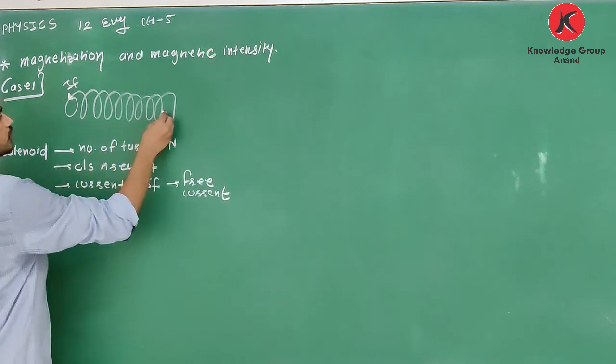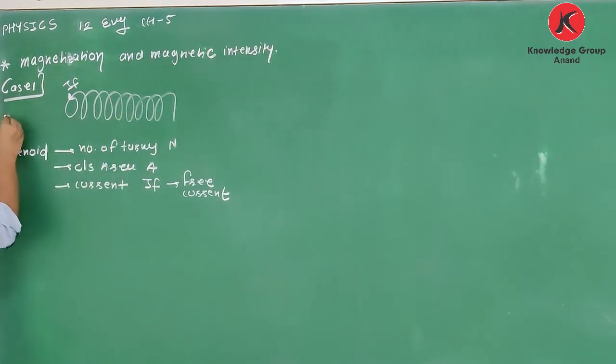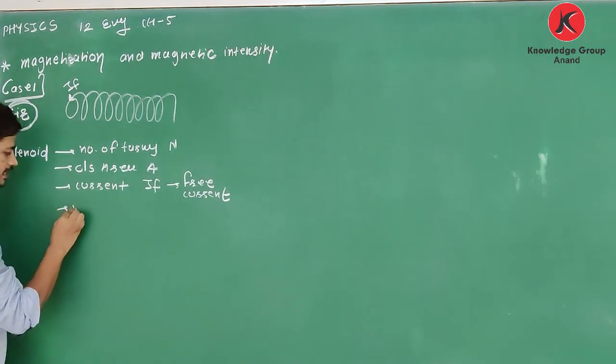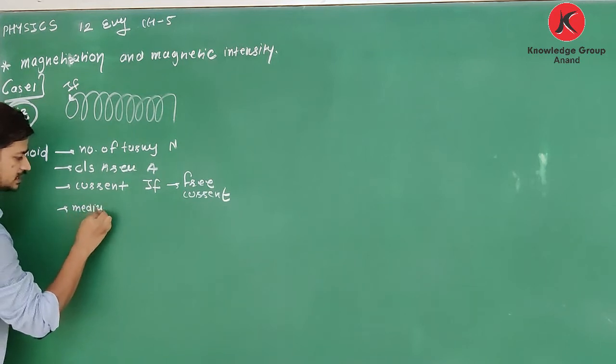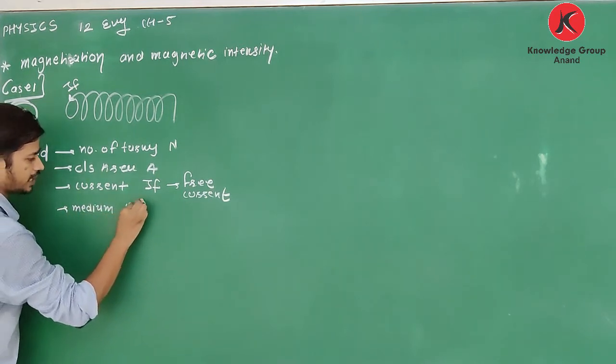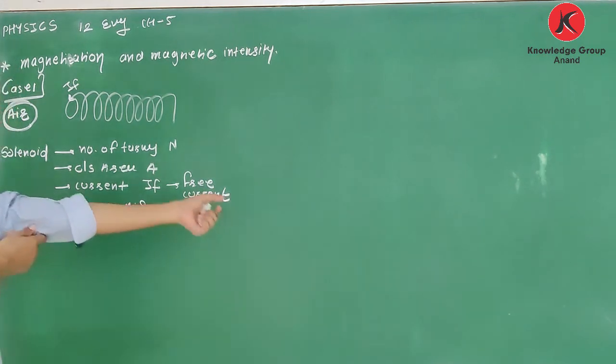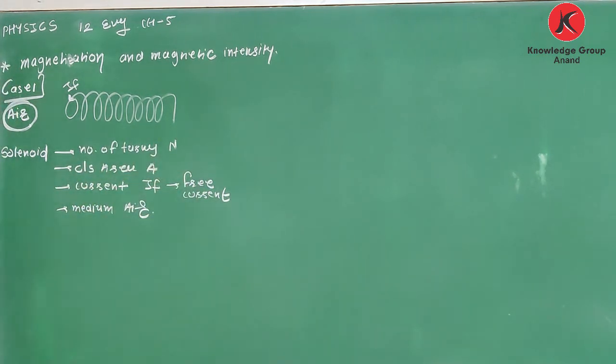Inside the solenoid in case 1, the medium is air. So in the first case we have a solenoid having N number of turns and cross-sectional area A, the current flowing through it is IF, the medium is air, and the length of the solenoid is L.